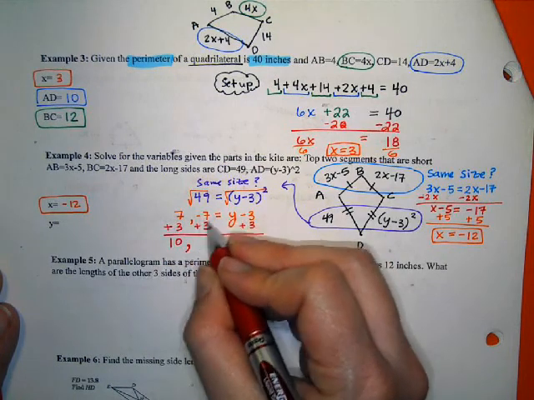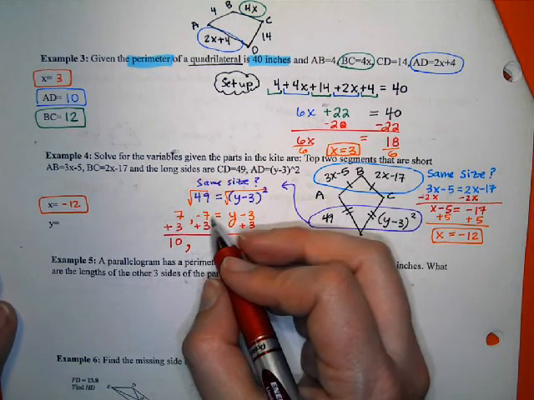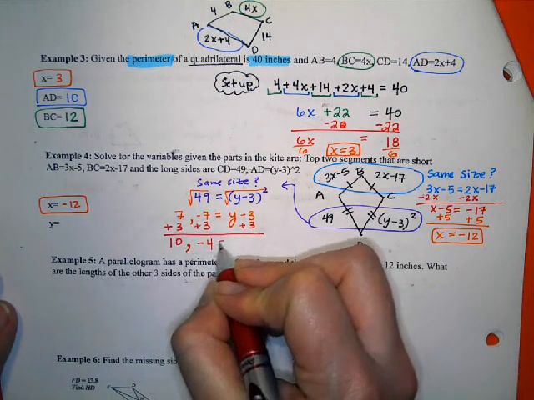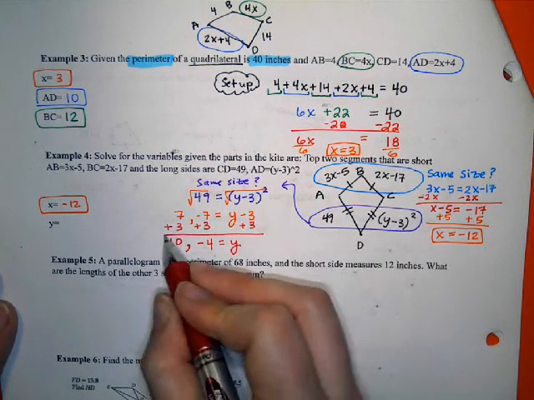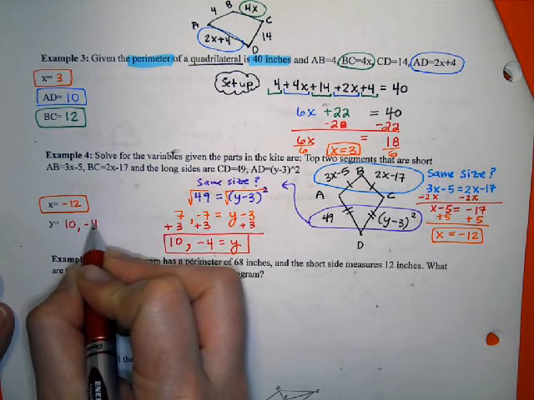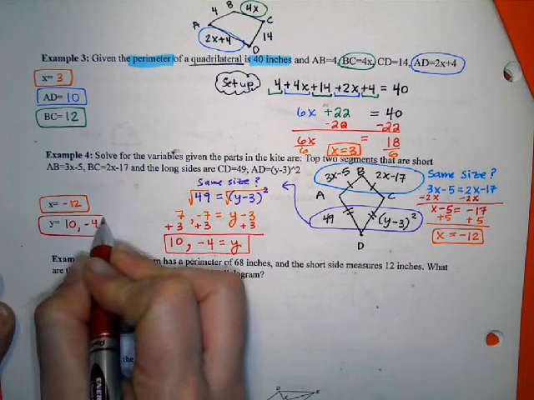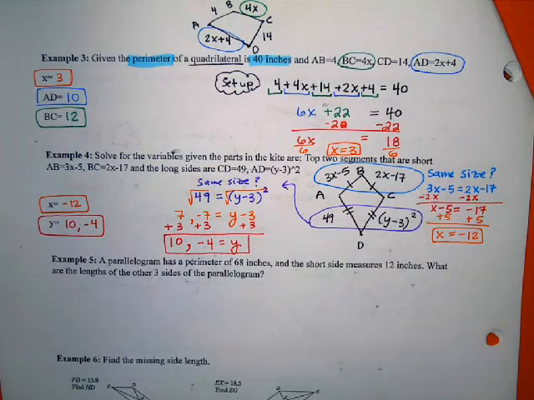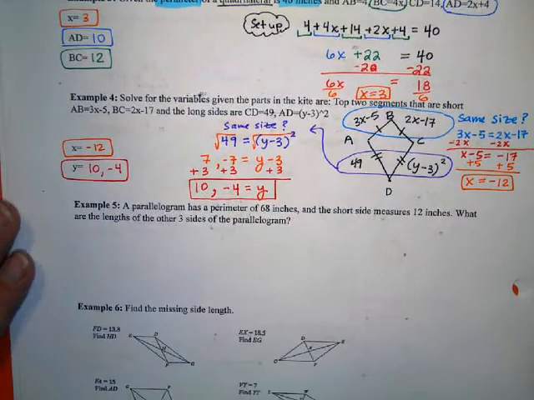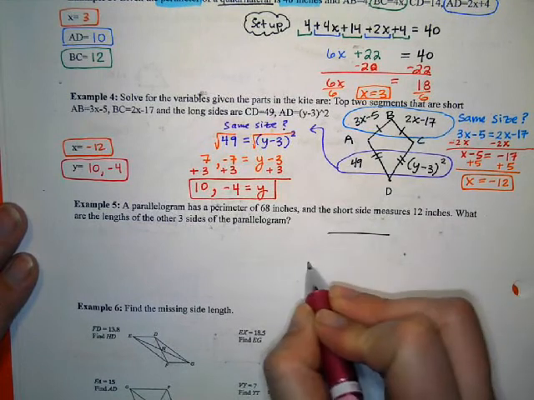Add the 3: 7, 8, 9, 10. This is a 10. I put a little comma. Negative 7 plus 3: 7, 6, 5, 4. Negative 4. Does it matter if you put the negative 4 first? Nope. Doesn't matter. You can pick which one you want first.